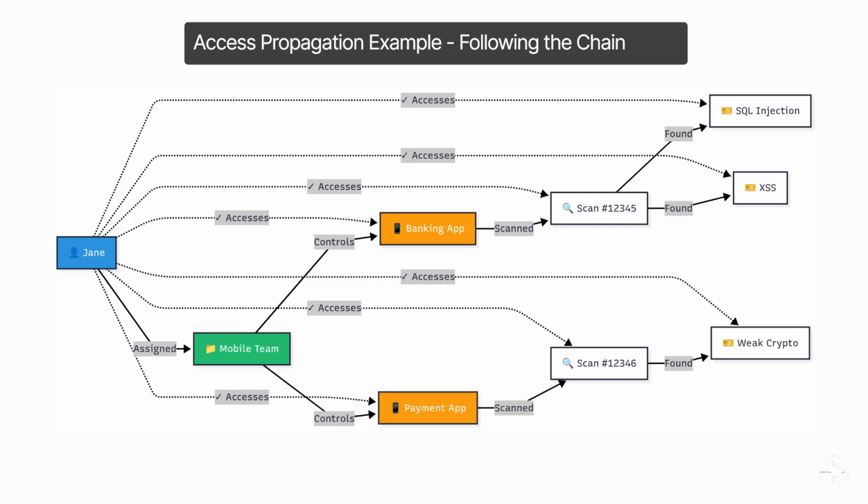The scans reveal vulnerabilities, SQL injection and XSS in the banking app, and weak cryptography in the payment app. Jane automatically has access to all three vulnerability tickets. From a single team assignment, she gains access to 7 connected resources: the team itself, 2 assets, 2 scans, and 3 vulnerability tickets. The entire chain of access flows naturally from user to team, to assets, to scans, to tickets, no manual permission management required.